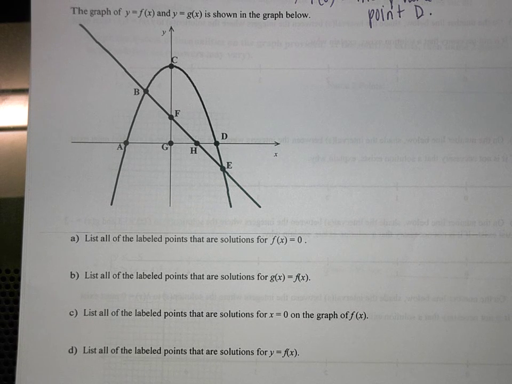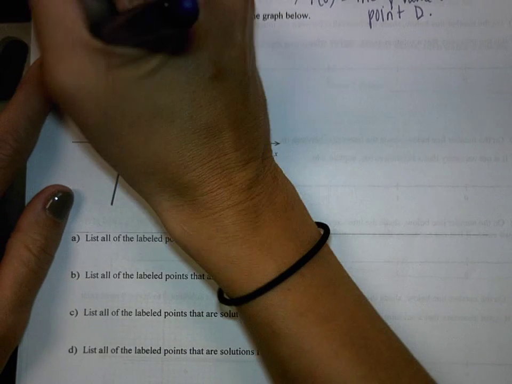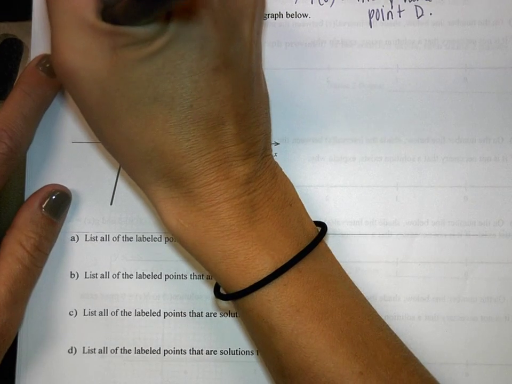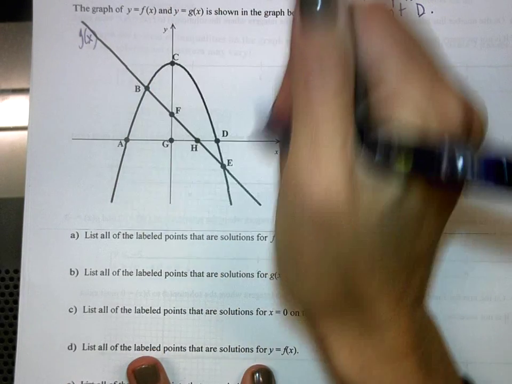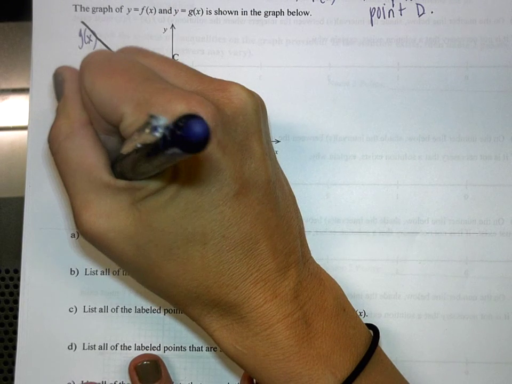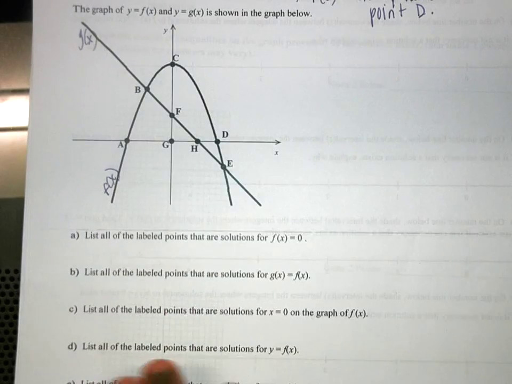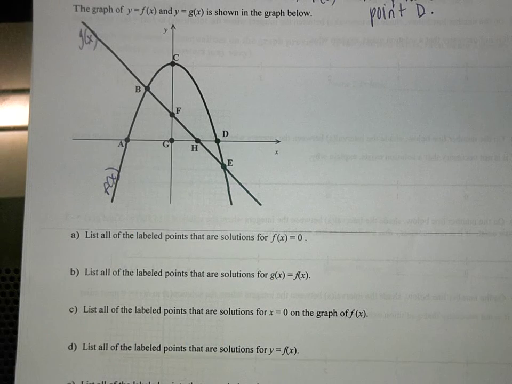You know what? We didn't really talk about which graph was which, did we? This will change your answers. Oh my goodness. Okay, so this one we're going to say is g of x, and your parabola is going to be your f of x. So obviously that's important when you are deciding things.